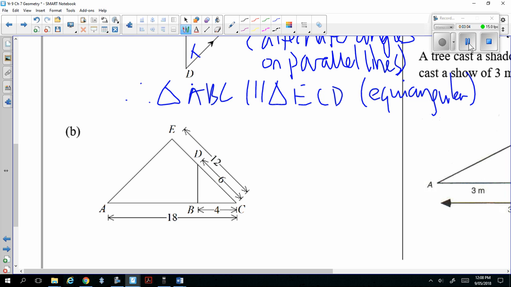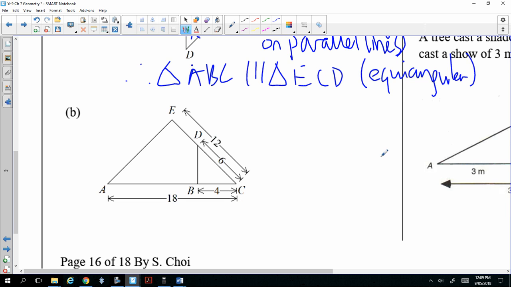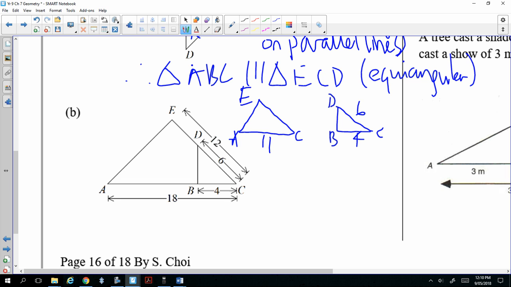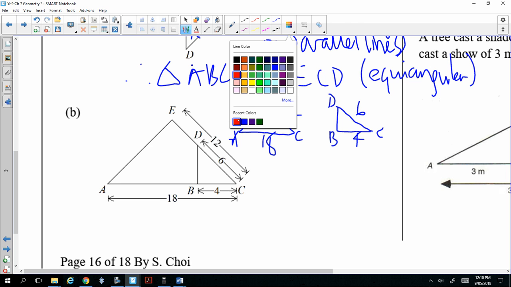Okay. So we have to prove the small one is similar to the big one. The first thing you should do, maybe draw them separately. So I'm going to draw the big one and the small one separately, like this. We've got the 4, the 6, and C, B, and D. And the big one is C, A, E. The side lengths are 18 and 12. Now, we've got two sides, and the angles are the same, which is the common angle. Let's start with the common angle.